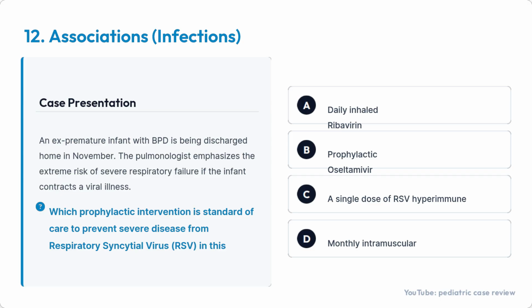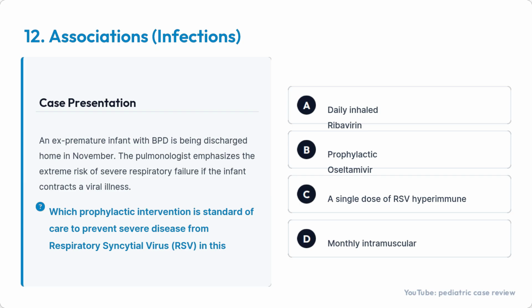ex-premature infant with bronchopulmonary dysplasia is being discharged home in November. The pulmonologist emphasizes the extreme risk of severe respiratory failure if the infant contracts a viral illness. Which prophylactic intervention is standard of care to prevent severe disease from respiratory syncytial virus in this population?